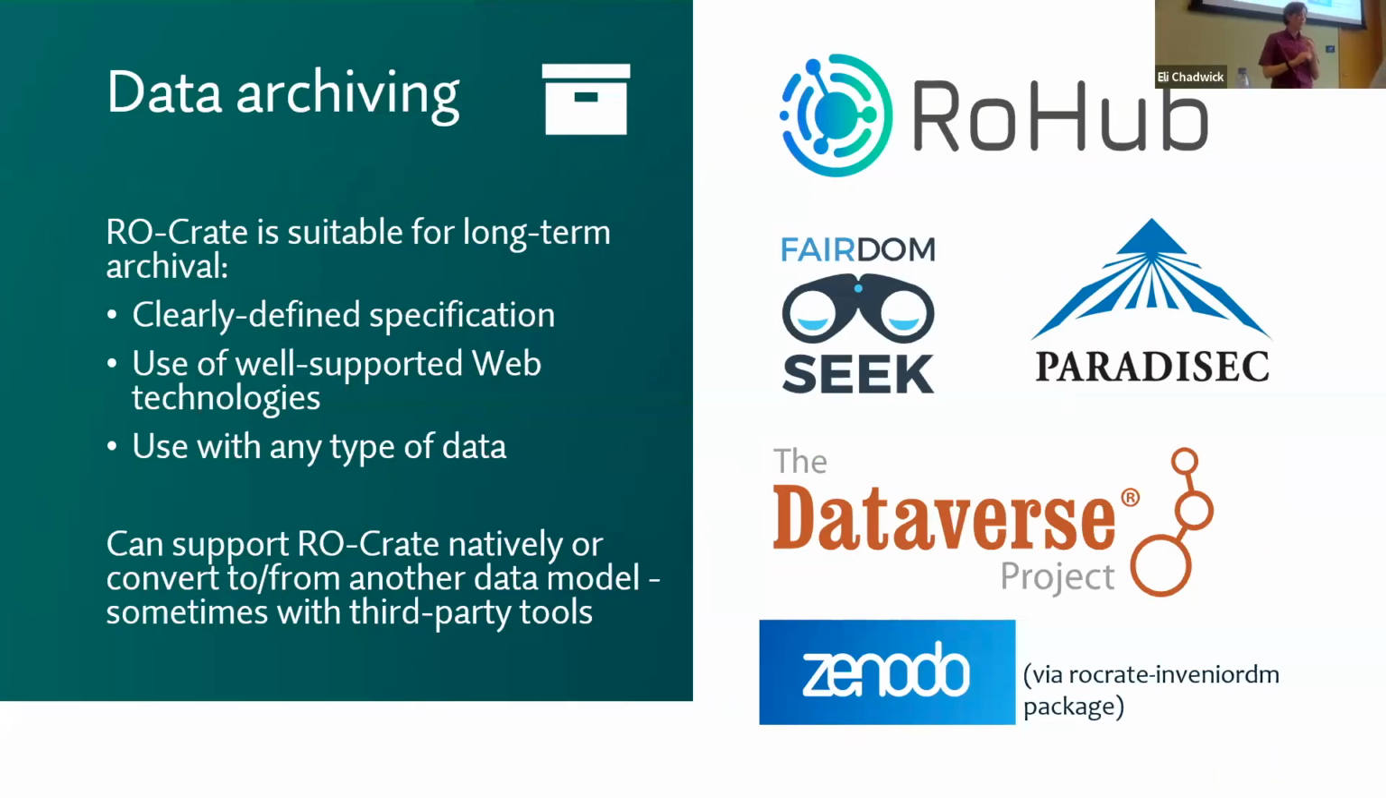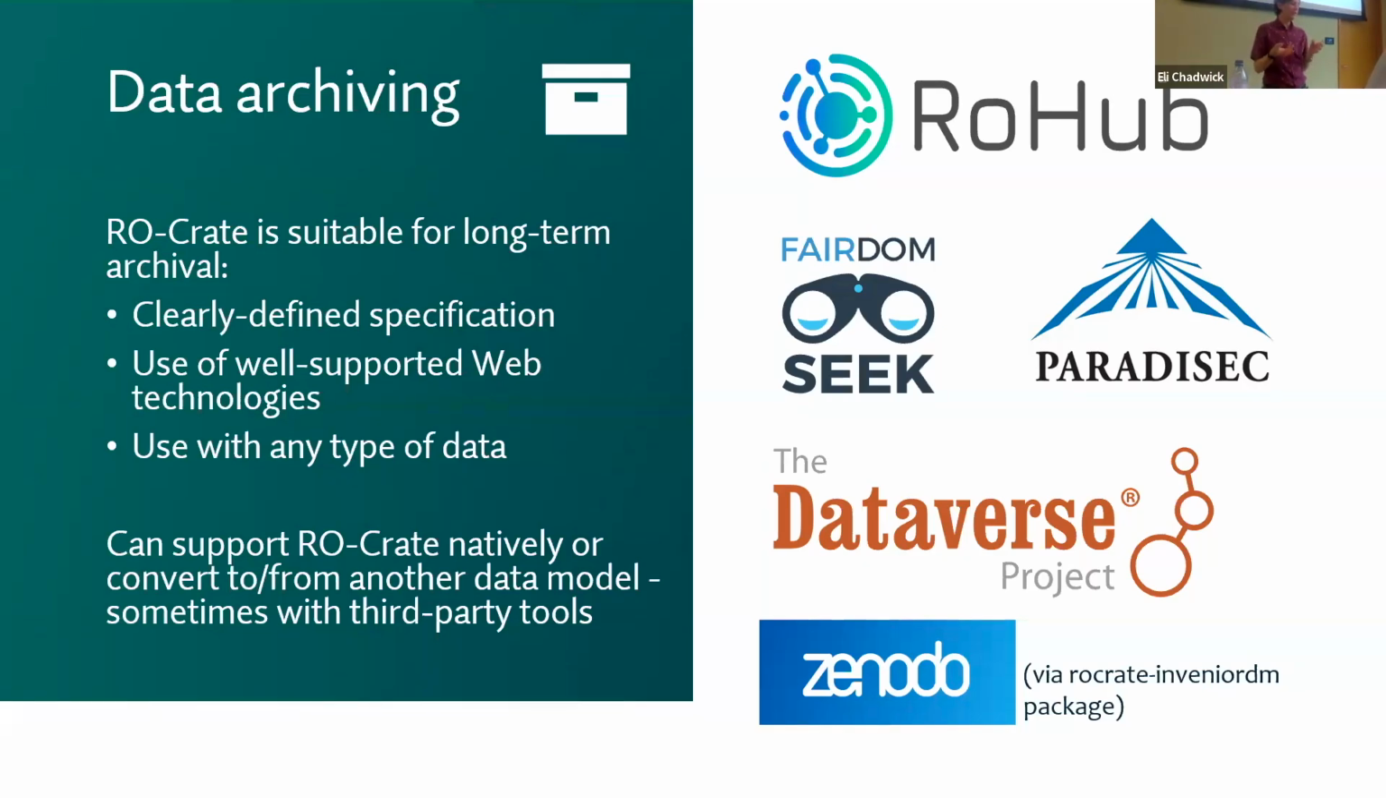The next case I wanted to highlight was around data archiving. So RO-Crate is suitable for long-term data archival because it's got, firstly, a clearly defined specification. It uses these well-supported web technologies. So if schema.org and JSON-LD go down, a lot of the web is going to break, not just RO-Crate. And also because you can use it with any kind of data and there's no restrictions on the kinds of data you can describe with RO-Crate.